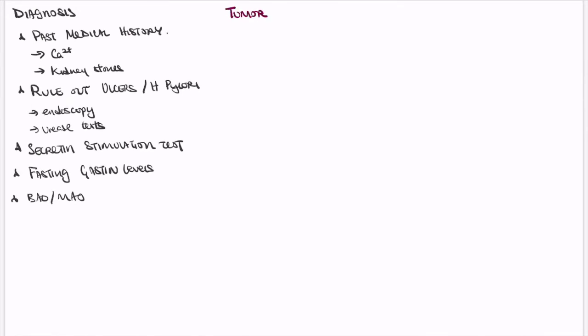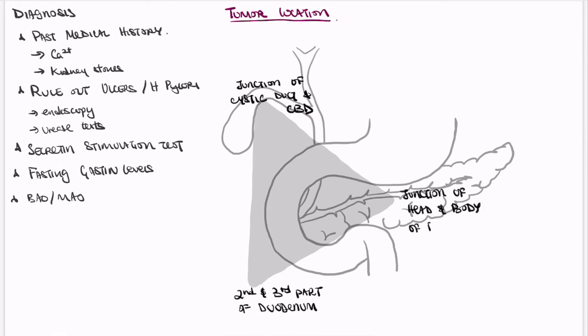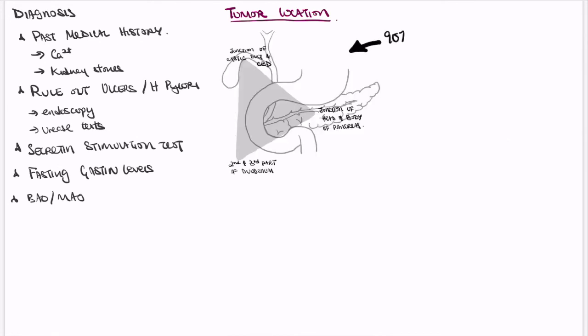Now we need to find the location of the tumor. This is known as a hypothetical triangle that starts from the apex at the junction from the cystic and the common bile duct, inferiorly through the second and the third part of the duodenum, and medial to the junction of the head and body of pancreas. It is known as the gastrinoma triangle. 90% of gastrinomas lie in this anatomical location.